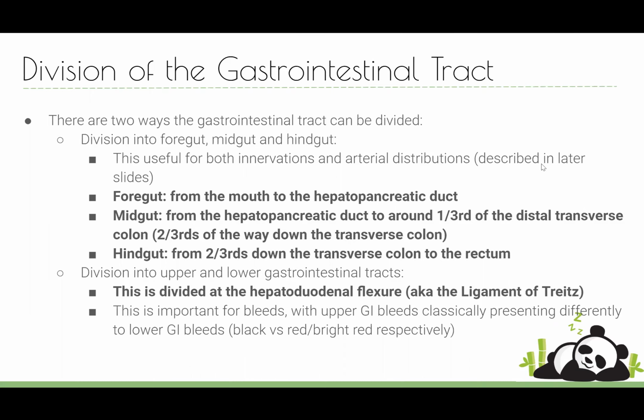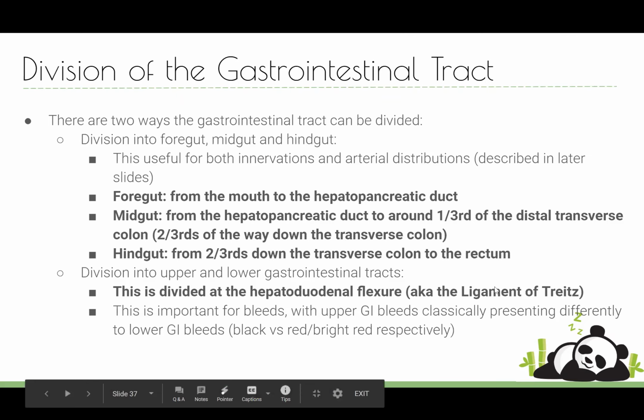Okay, so there are also 2 ways that the gastrointestinal tract can be described. This is the foregut, midgut, hindgut, which is from the embryology that we just talked about, giving the innervations and the arterial distributions, as well as the upper and lower gastrointestinal tracts, which are divided by the ligament of Treitz, which I was talking about earlier, which is the superior retention band.